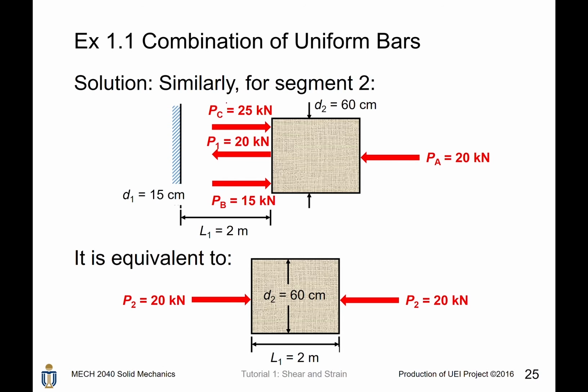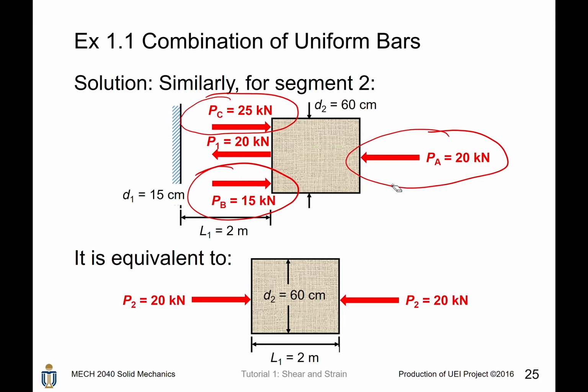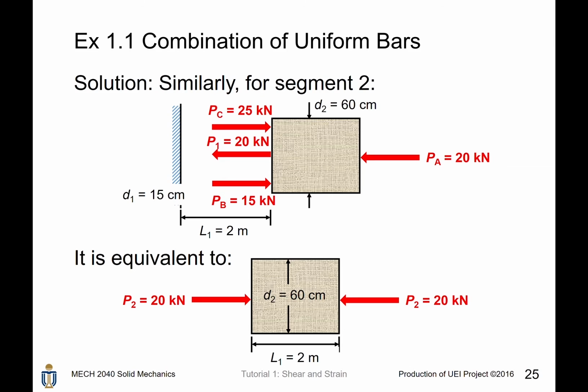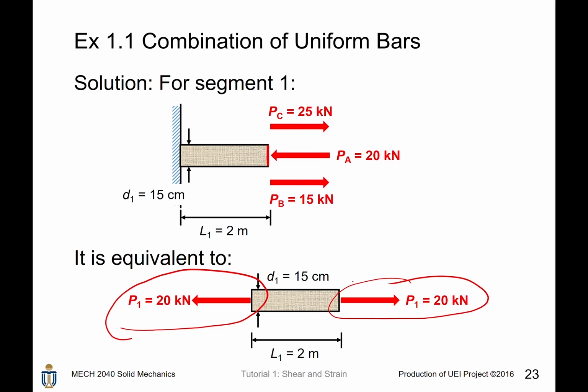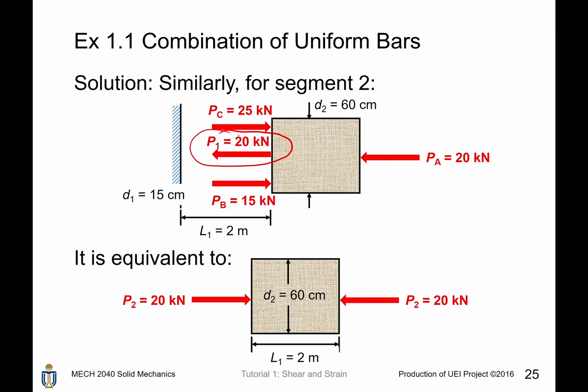How about segment 2? PC is 25, PB is 15, PA is 20. But it is not the end of the story, because you can see it is obviously not static. There will be P1 equals 20 kilonewton applied here, because as a reminder, we know that there is a 20 kilonewton P1 applied at segment 1. Therefore, there will be a 20 kilonewton reaction pointing leftward, acting on segment 2. Consequently, the resultant of the system will become 20 kilonewton in compressive form.